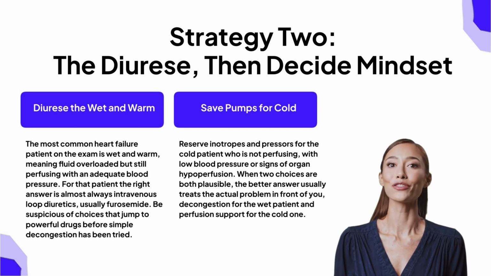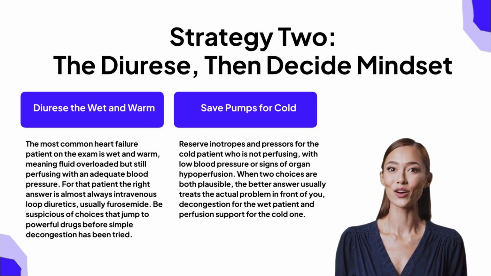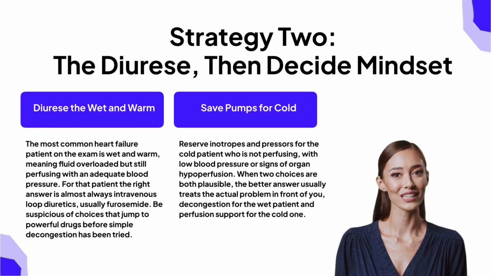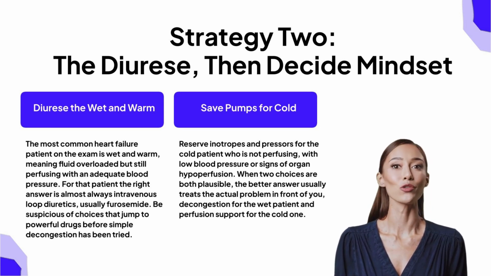Second, save the pumps for the cold patient. Inotropes and pressors are for the patient who is not perfusing, with a low blood pressure or signs of organ hypoperfusion. When two choices are both plausible, the better answer usually treats the actual problem in front of you. Decongestion for the wet patient and perfusion support for the cold one.